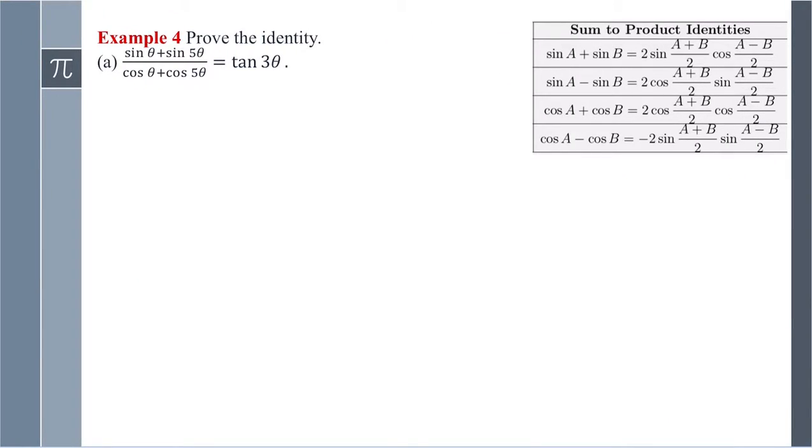Now let's go ahead and prove this identity. So in order to prove this one, we are going to start from the left-hand side, and then we'll move on to the right-hand side. So the left-hand side, we have sine theta plus sine 5 theta divided by cosine theta plus cosine 5 theta. So for the numerator, we have sine plus sine. So we are going to change that from sum to product.